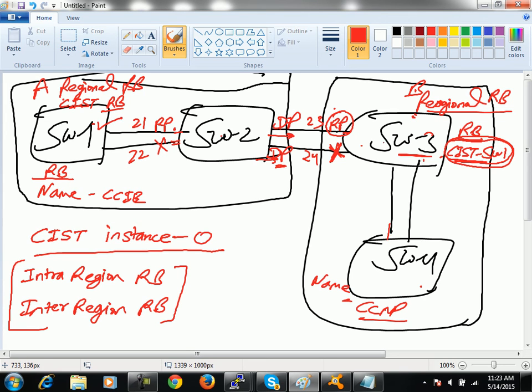Now, as I said, on switch 3, for all instances, this 23 is going to be RP. It means you cannot get load balancing between edge switches. Because if you want that for instance 1 or instance 2, this 24 should be the root port, you cannot manipulate it. Whoever will be RP for CIST will become RP for all other instances too. So remember, between two edge switches, you cannot get load balancing in case of inter-region MST configuration.